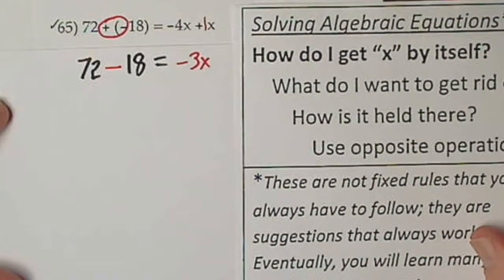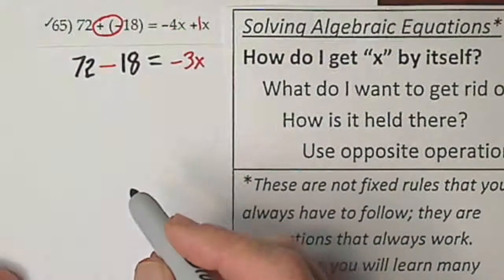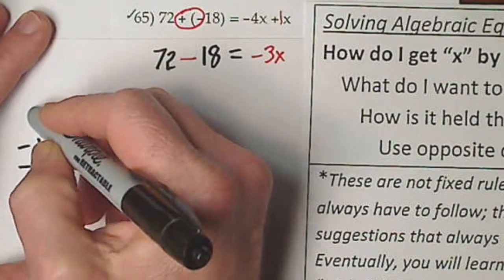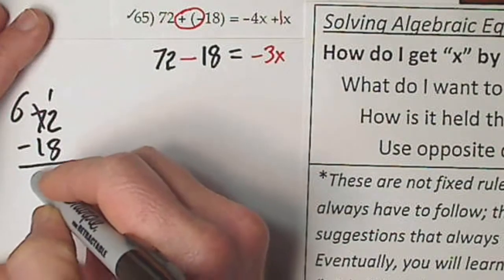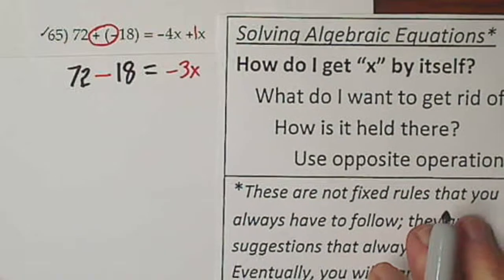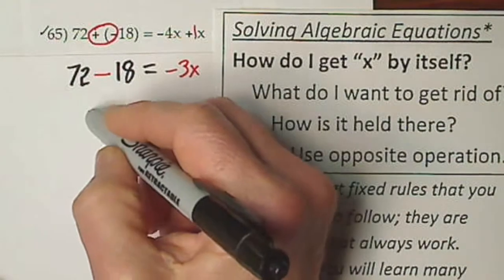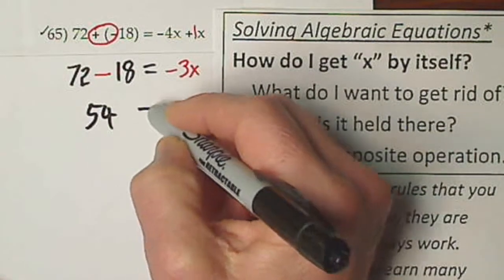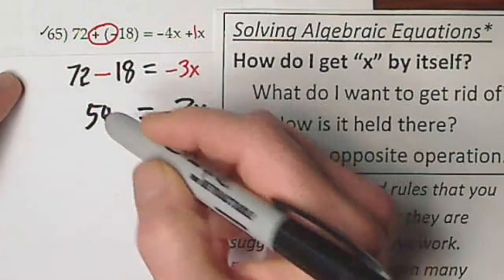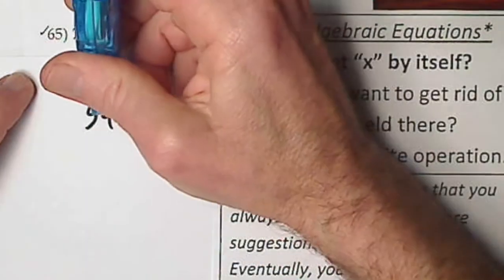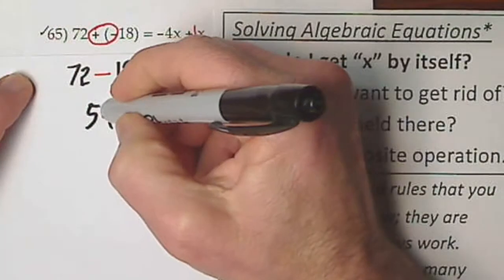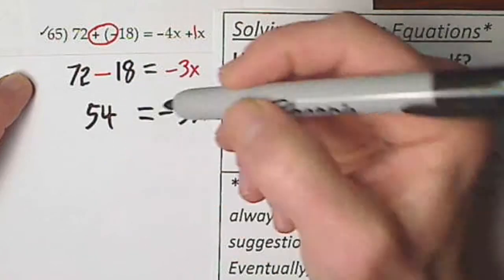So I'll keep my original one in there. So what happens here if we've got, I got to slide this over, 72 and 18. 54. Okay. So when I combine these two, I get 54. Bring down my equal sign. And negative 3x. Sorry, that's not really looking exactly like a 4. So let's see if we can clean it up a little. There we go.